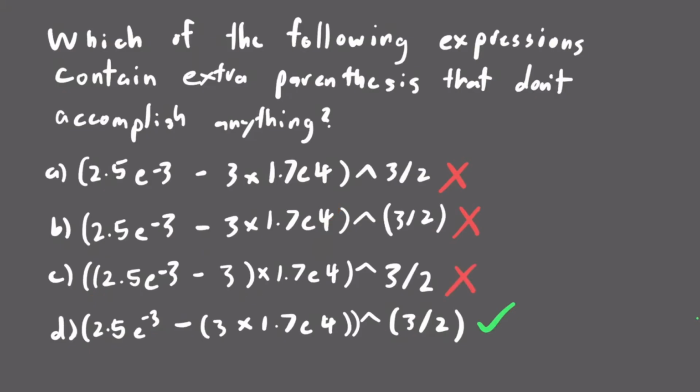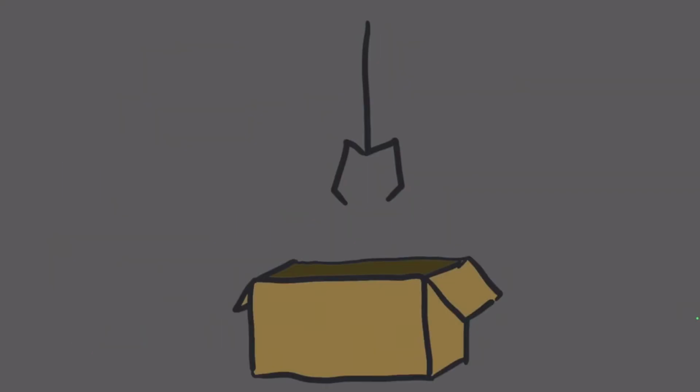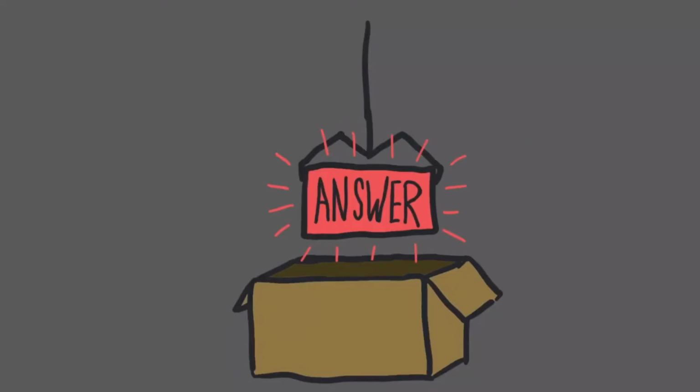Finally, our answer, D, has an extra set of parentheses around 3 times 1.7e4. In this case, we would already be doing the multiplication first inside of the outermost set of parentheses, so emphasizing that it doesn't accomplish anything. D is our answer. Our last function today is my personal favorite, answer retrieval.